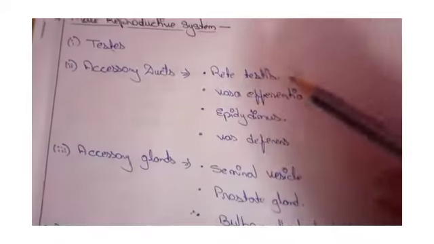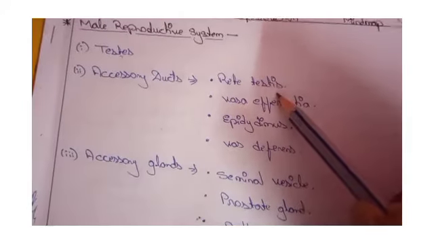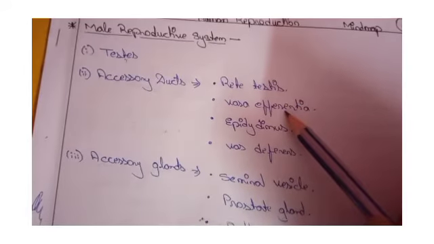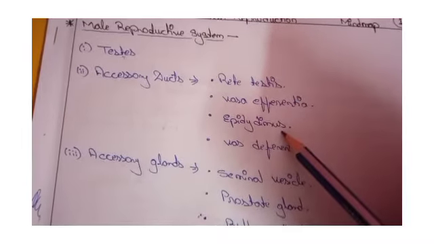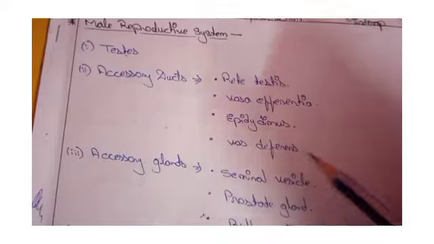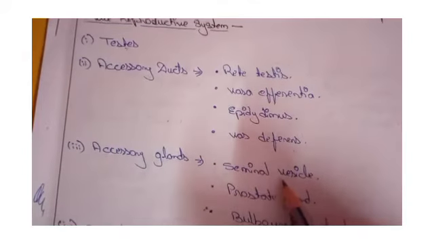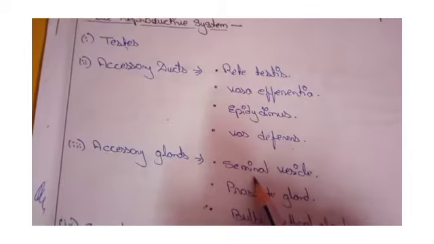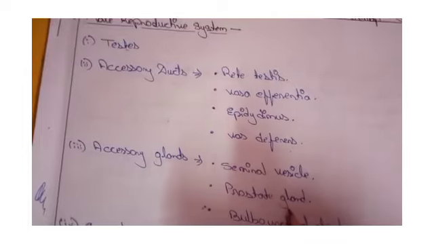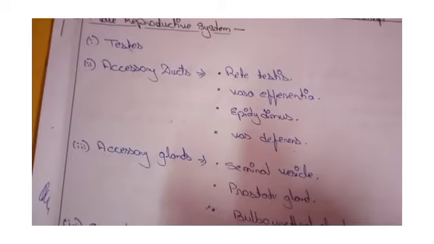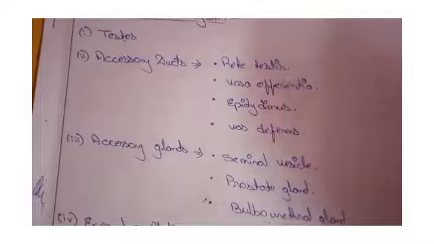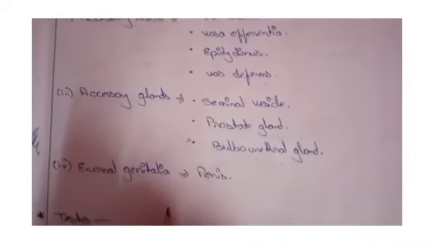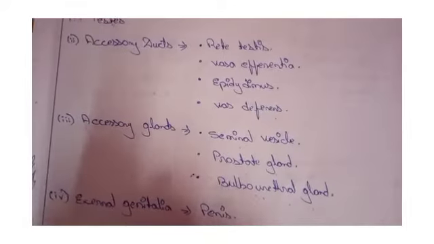It means rete testis, vasa efferentia, epididymis, vas deferens, seminal vesicles, prostate gland, and bulbourethral gland or Cowper's gland. And the external genitalia is the penis.